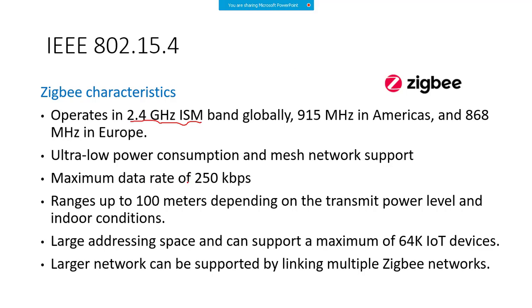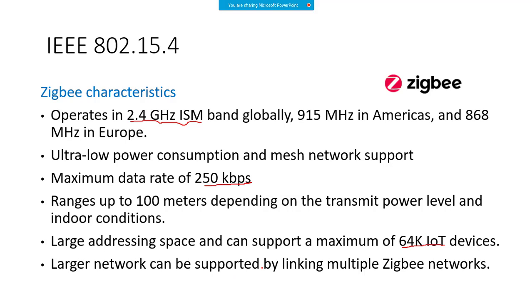The maximum data rate that is possible is 250 kbps, please understand, and its range is up to 100 meters depending on the transmit power level and the indoor conditions, what kind of obstacles you have in between. It needs a large addressing space and can support a maximum of 64K IoT devices. If you remember, in a single Bluetooth network we could have a maximum of 8 devices, out of which one has to be master. Now when you are using Zigbee, the maximum number of devices you can have is 64K. So this is the scalability that it gives you.